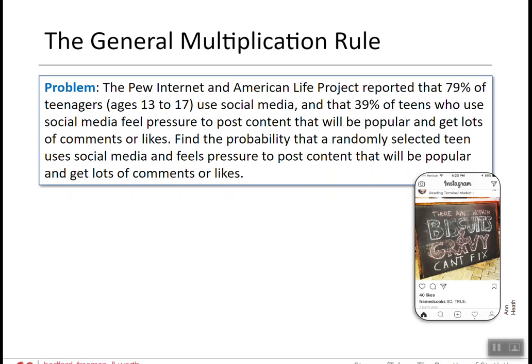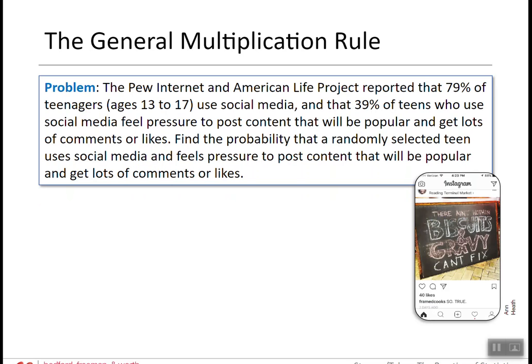Let's look at one last example. The Pew Internet and American Life project reported that 79% of teenagers, they define teenagers as 13 to 17-year-olds, use social media, and that 39% of teens who use social media feel pressure to post content that will be popular and get lots of comments or likes. We want to find the probability that a randomly selected teen uses social media and feels pressure to post content that will be popular and get lots of comments and likes.